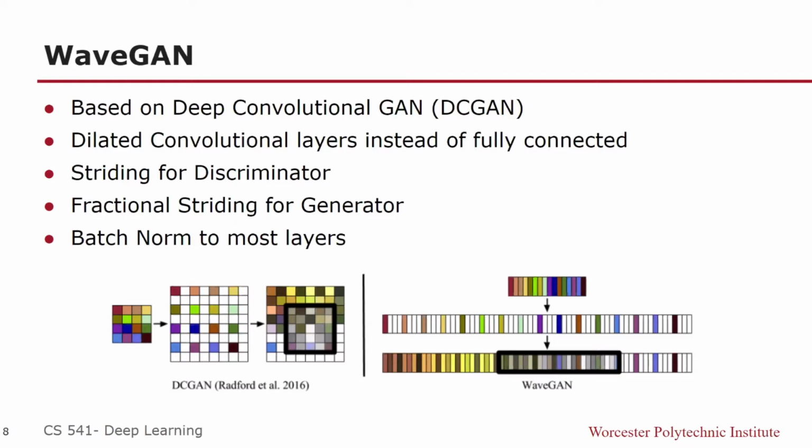They also apply batch norm to most of the layers, but they don't do this to the last layer of the generator and the first layer of the discriminator. This is because they found that it added extra instability to the network if they did this.